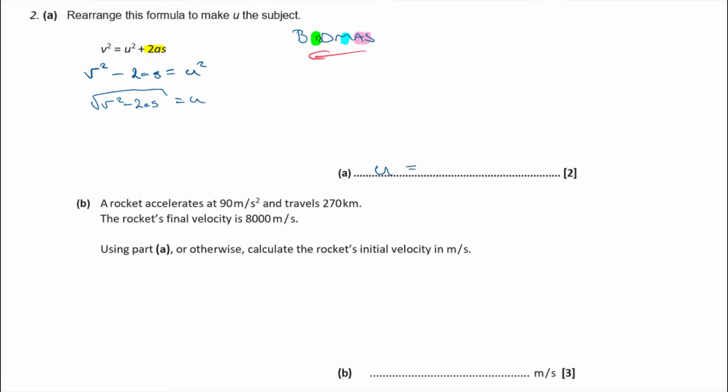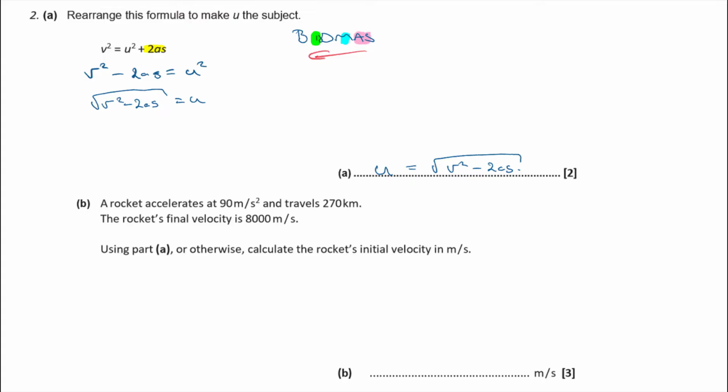So u equals the root of v squared minus 2as. Okay. Part B says a rocket accelerates at 90 meters per second and travels 270 kilometers. The rocket's final velocity is 8,000 meters per second. Using part A or otherwise, calculate the rocket's initial velocity in meters per second.